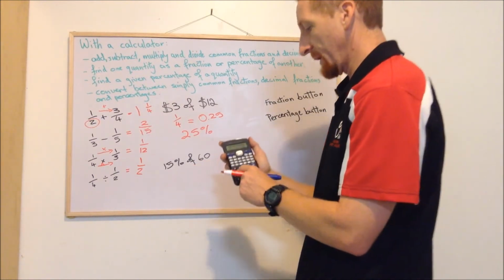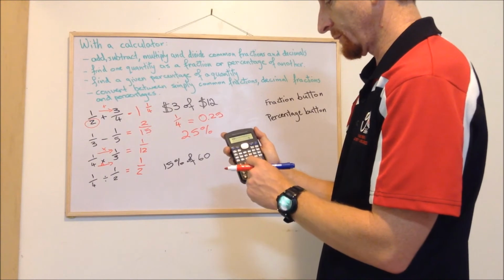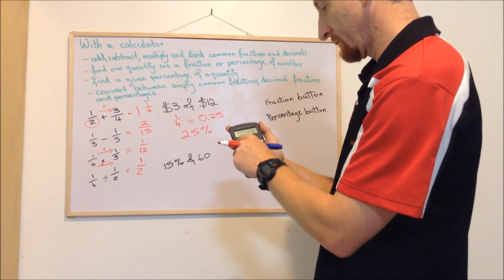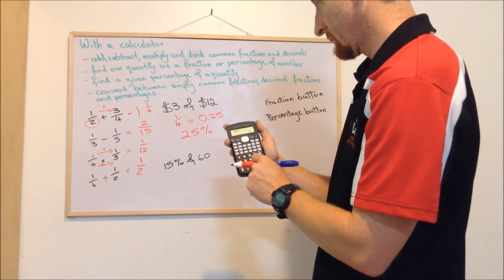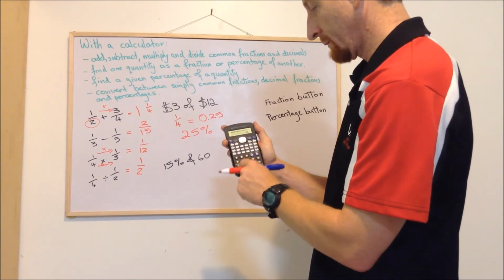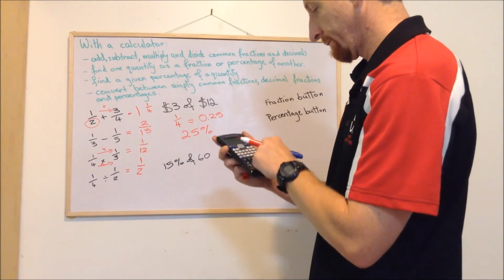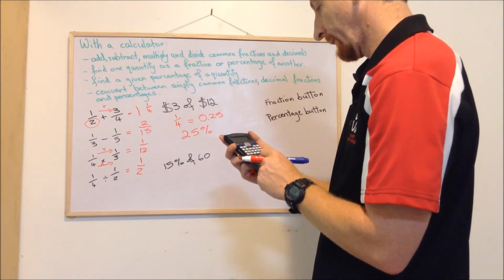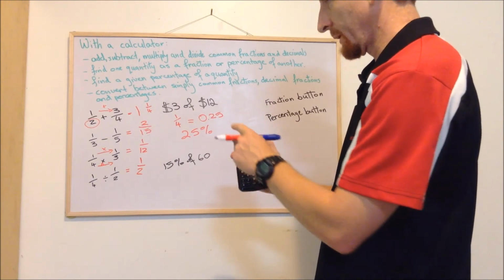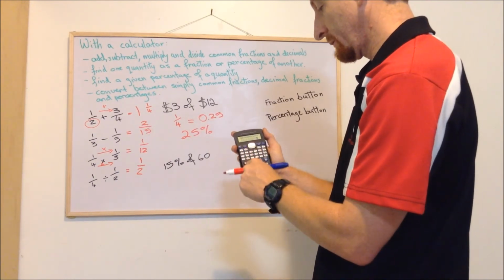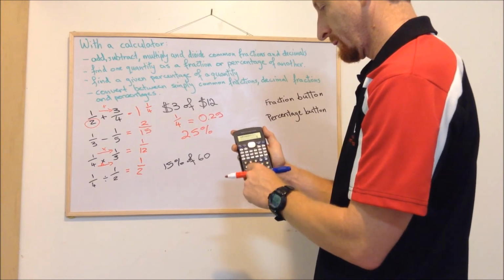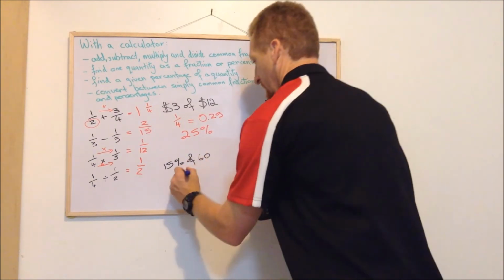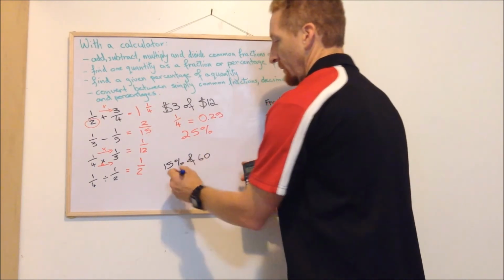If I want 15% of something, I can do this one of two ways. I can do 15, press my percent button, multiplied by my 60, or I can go 15 over 100 multiplied by 60. So if that was dollars, it would be $9.